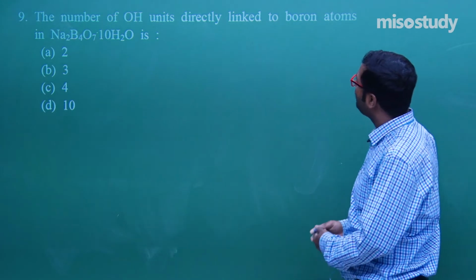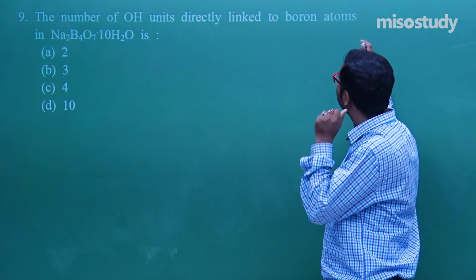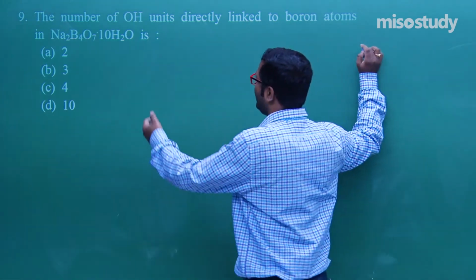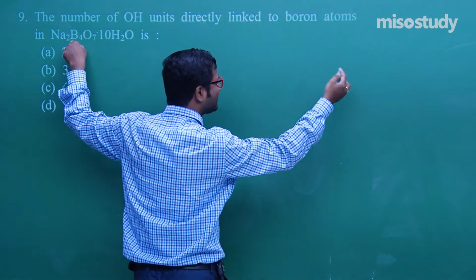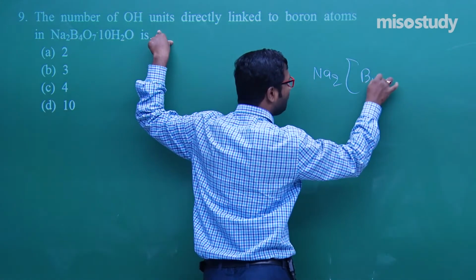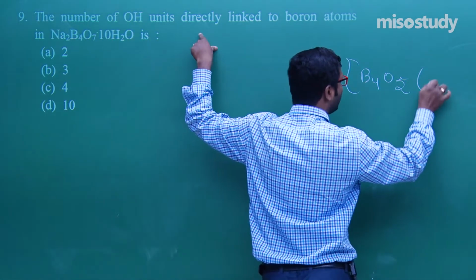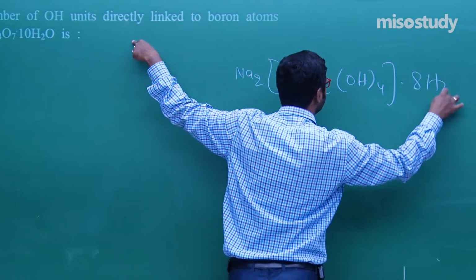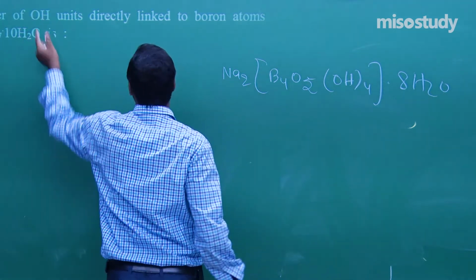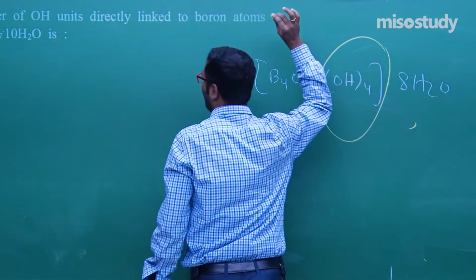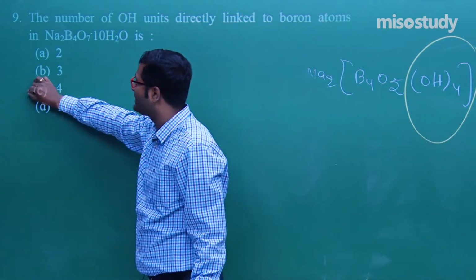The number of OH units directly linked to the boron atom in Na2B4O7. As I told you, it can be represented like this. Remember this. Na2B4O5 OH whole 4, into 8H2O. Now the number of OH units, sir, this one is 4. So for this, 4 is the correct option.